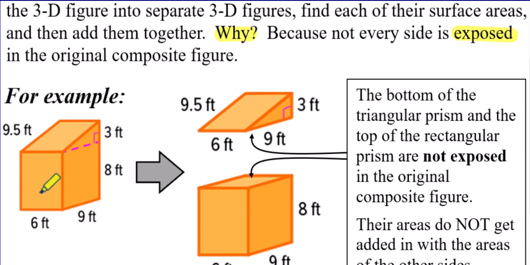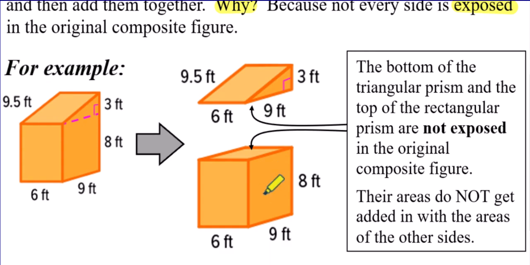For example, take a look at this composite figure. It looks like we have a rectangular prism at the bottom and a triangular prism that is smacked on top of it. But here's the deal. You can't just find the surface area of the triangular prism and then separately find the surface area of the rectangular prism and add them together. Here's why. The bottom of the triangular prism and the top of the rectangular prism are not exposed in the original composite figure. Therefore, their areas do not get added in with the areas of the other sides.